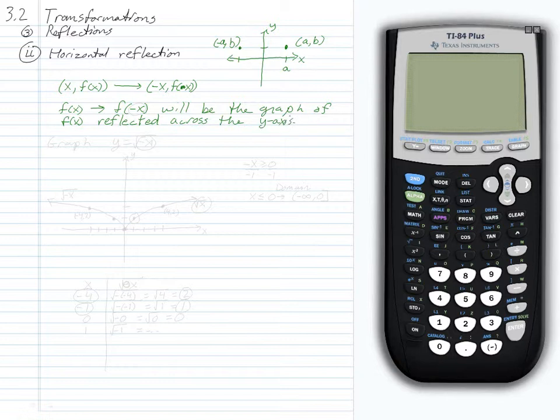So let's use that idea. Let's graph, what's a good one? How about the square root of negative x? So we know what the square root function looks like. We plot our basic points to use as a template: (4, 2), and so on. So there is our starting graph.